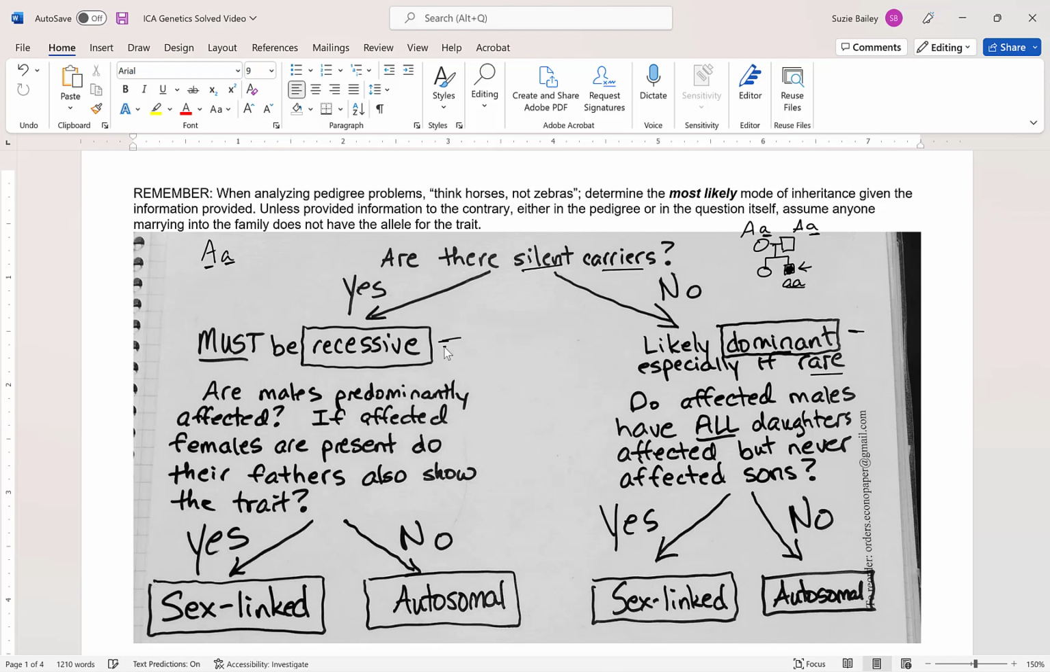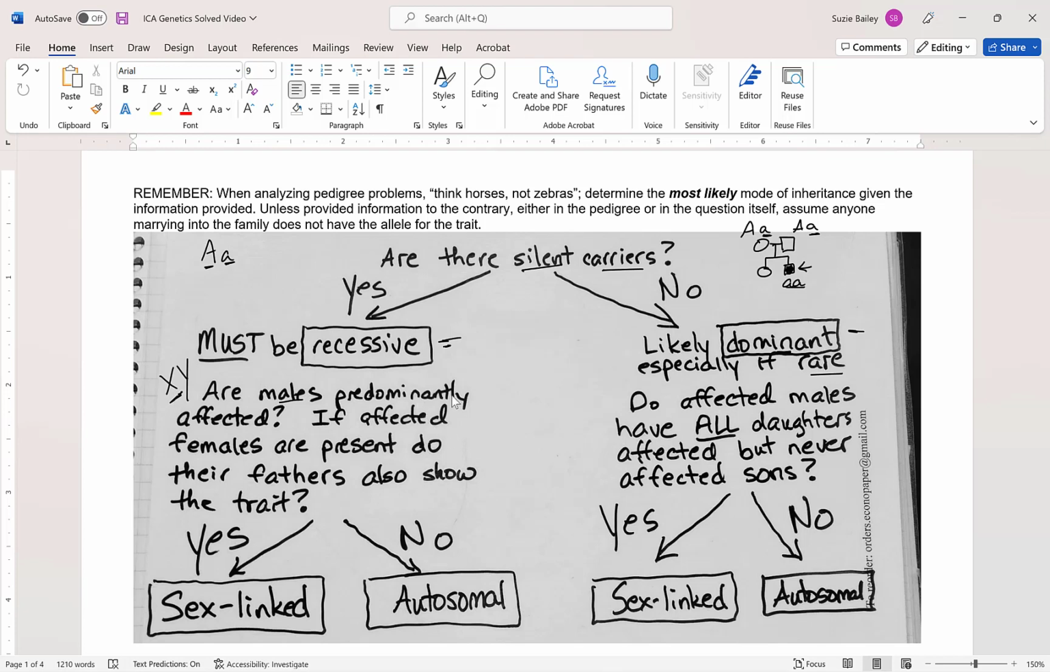So once we've determined that a trait is recessive, we can look for the patterns that are specifically associated with recessive sex-linked traits. And those are a predominance of males being affected by the trait. Since males only have one X chromosome, they don't have a backup X to cover the presence of a recessive allele. So they'll show a recessive trait that's on the X chromosome, even if they only have one copy of it, right? They don't have a backup X.